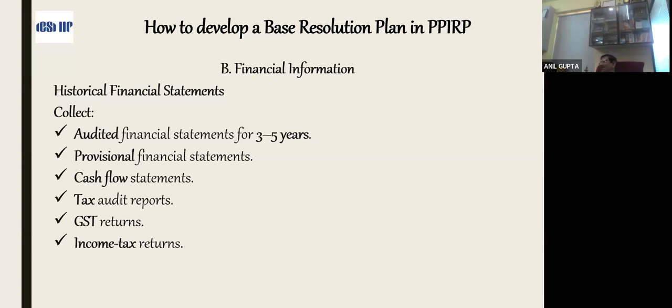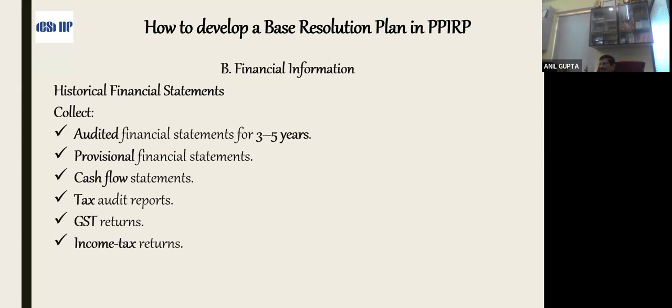The 3 or 4 or 5 provisional financial statements. If it is a new company that has not yet completed even 1 year, and we are in the midway, then a provisional balance sheet ought to be prepared, and cash flow statements, showing how the funds are coming and how the funds are going, are also to be prepared and put in that report. Tax audit report.